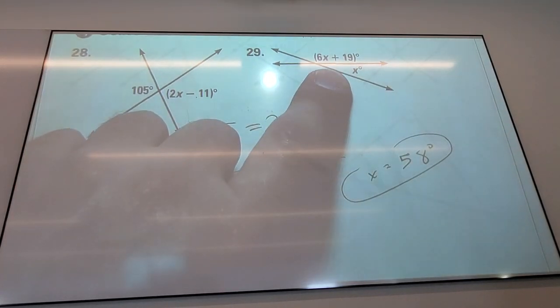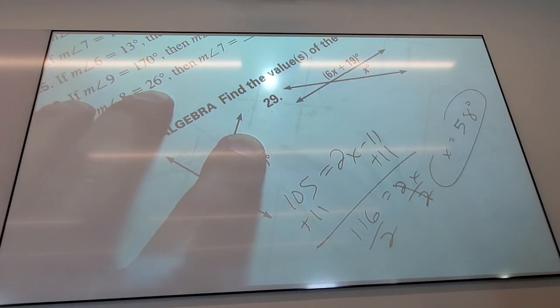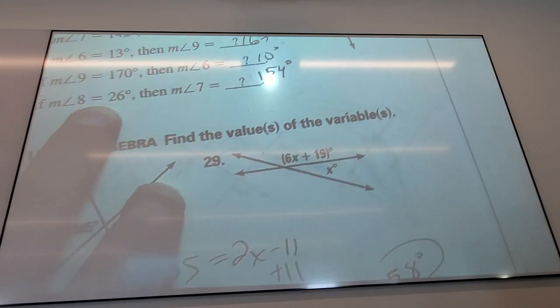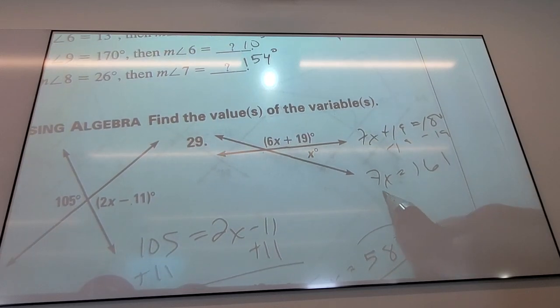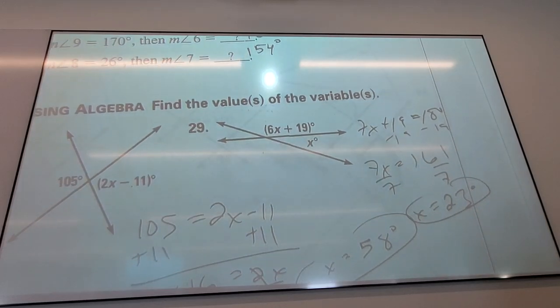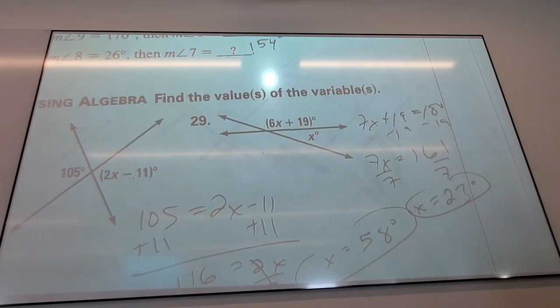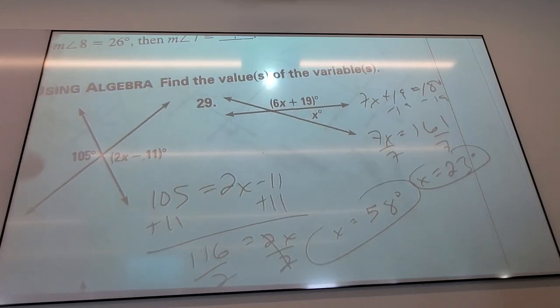This one's a little extreme, but if you rotate it, what do those two angles have to do? Add up to 180. So if I subtract 19, I get 161, yes. Divided by 7, what do I get? 23 degrees. Yay. How are we doing? Is that okay? I'm going a little fast because we have a lot of these to do. You're all like, yeah, Jeff, you did that.